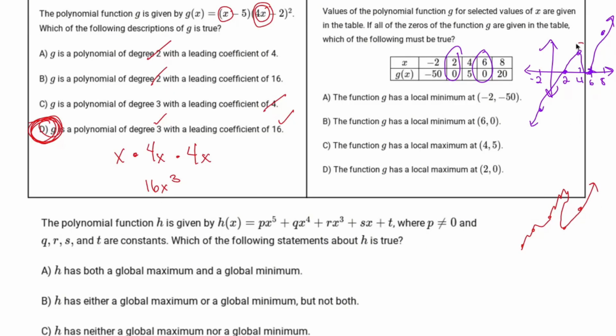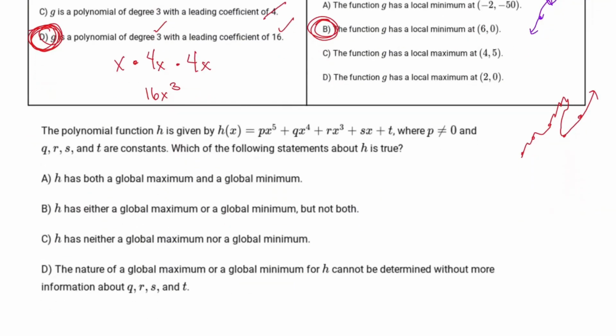So I don't know if you're a local max. But what I do know is you can't go any lower than that, because if you did, you'd cross the x-axis and have to cross the x-axis again to come back up here. So you are absolutely a local minimum. So what I'm guaranteed is this function has a local minimum at (6, 0). Bizarre question, bizarre problem, fun though.